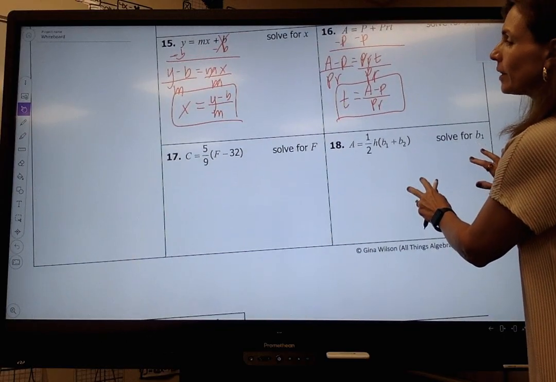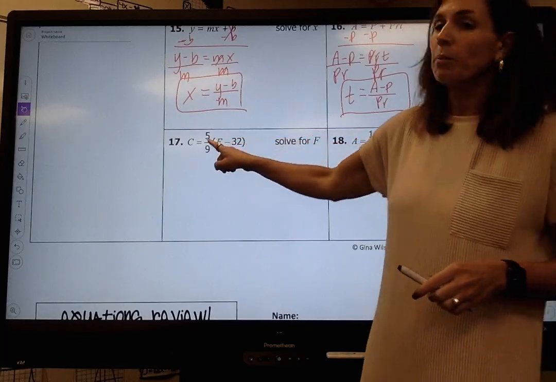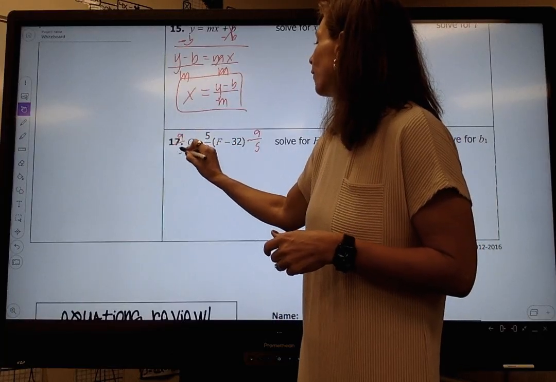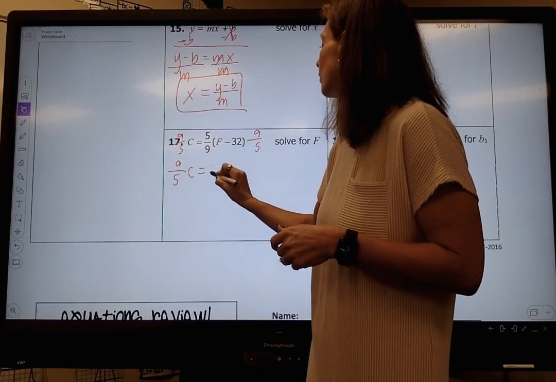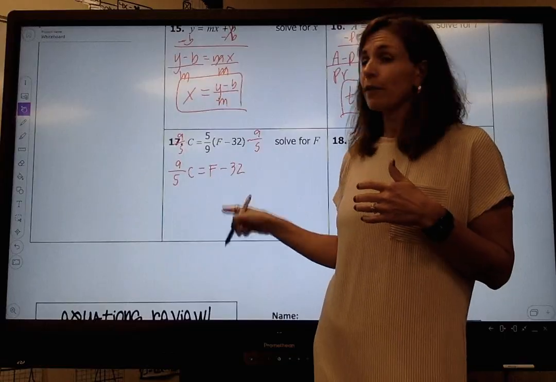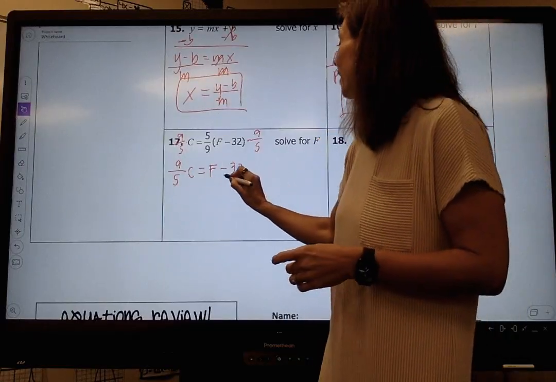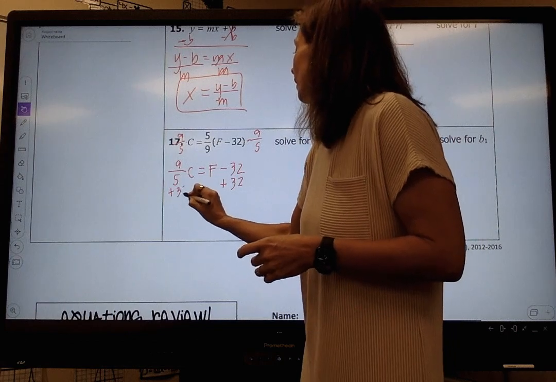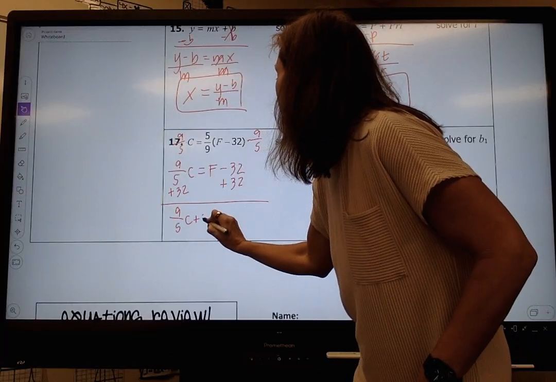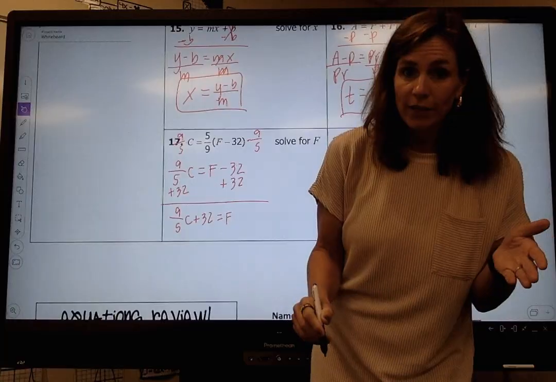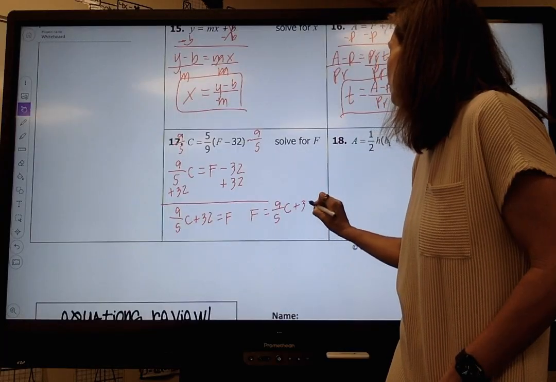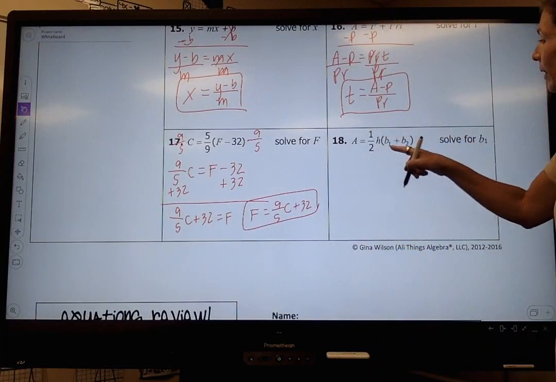Let's take a look at number 17. So here, I still want to clear out my fraction first. So I'm going to multiply by the multiplicative inverse. That doesn't change. So multiply both sides by 9/5. Coefficient goes in front. So 9/5 C equals F minus 32. And then, of course, to get F by itself, I have to get rid of this negative 32. How do I get rid of a negative 32? I add 32 on both sides. Again, these are unlike terms. I can't combine them. So I have 9/5 C plus 32 equals F. You're not going to give it to me that way. You're going to use symmetric property to say F equals 9/5 C plus 32.